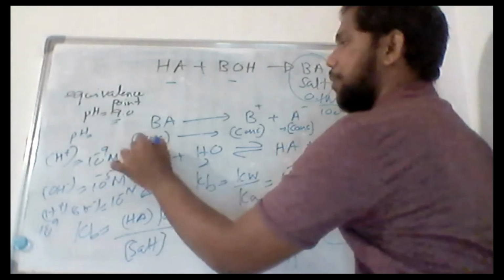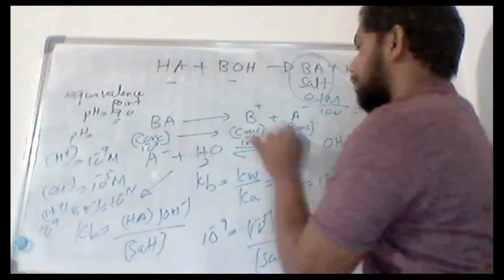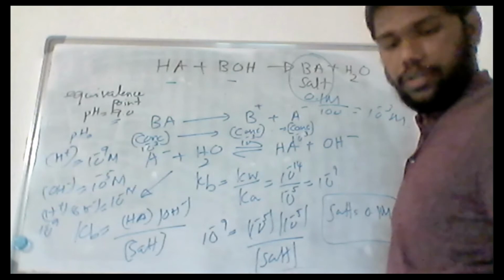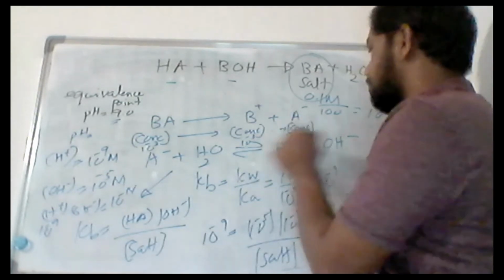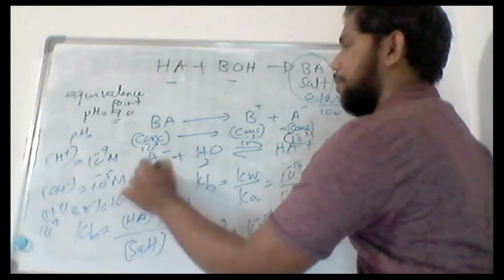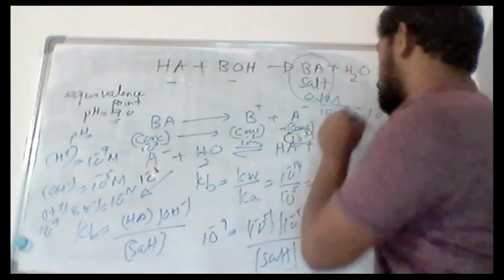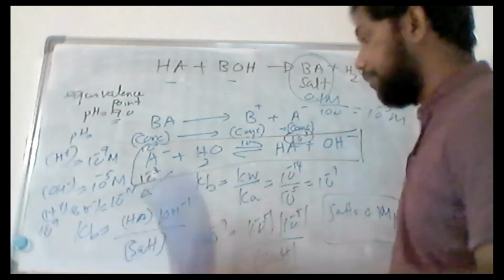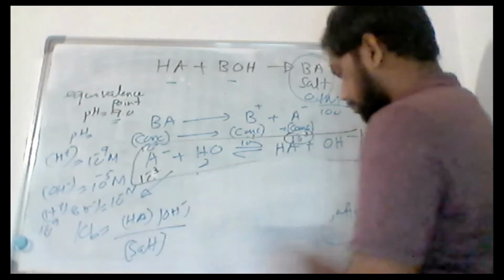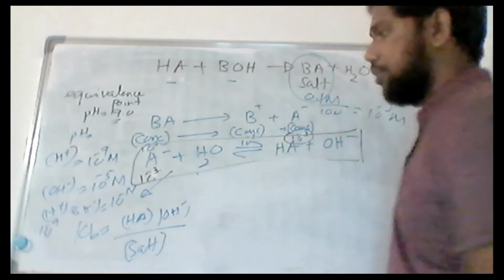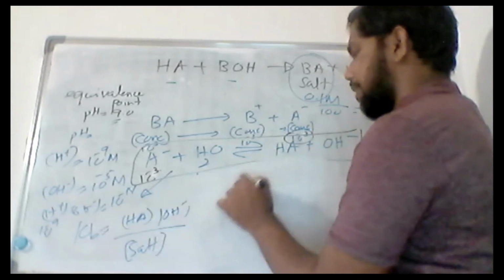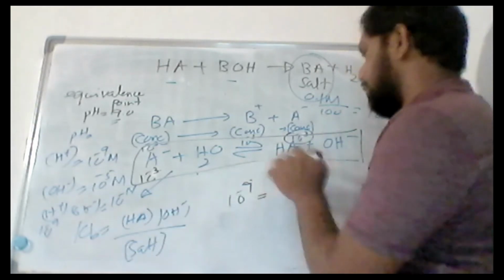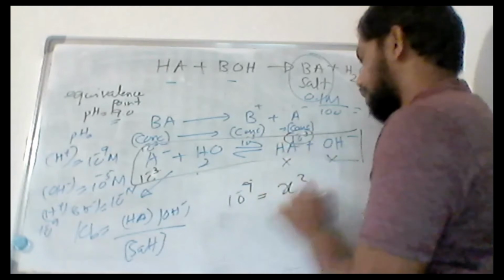So if this is 10 to the power minus 3 M, this is also 10 to the power minus 3 M, this is also 10 to the power minus 3 M. Okay, so at this point, you know the concentration of my salt. So this is 10 to the power minus 3 M. So according to this equilibrium, I am going to get a new equation, right? So Kb I know, that is 10 to the power minus 9. H and OH I have to calculate. So I will take this as x maybe. So this is x squared.